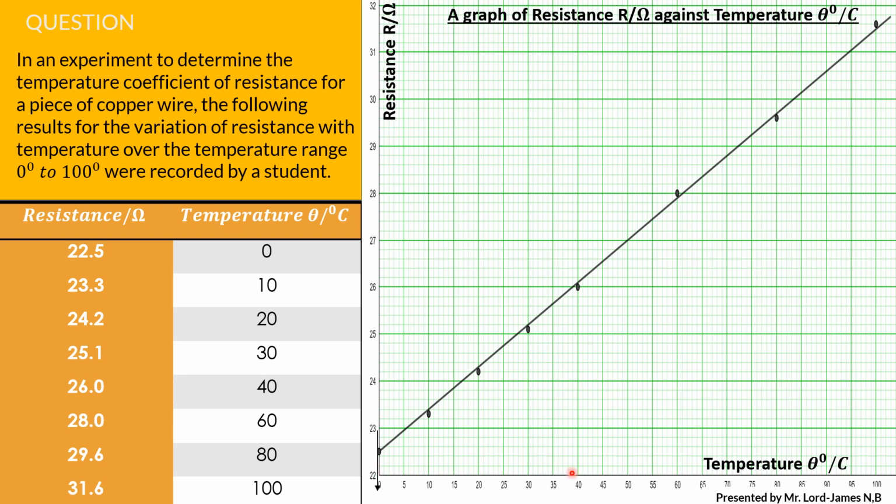Likewise, on the horizontal axis, I had to use 1 centimeter to represent 5 units on the scales of temperature. In other words, 2 centimeters to represent 10 units, and that is the scale which was suitable for this question.